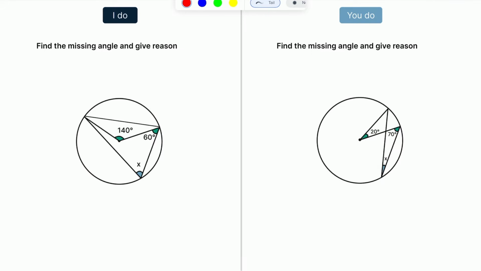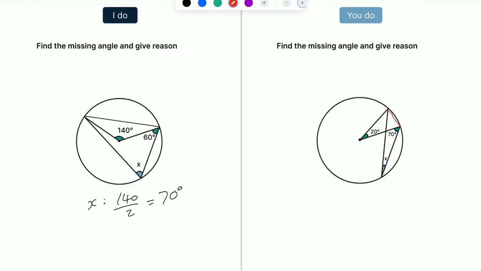So x is going to be half of that, because the angle at the circumference is half the angle at the center, given they are subtended by the same chord. So looking at the next one, again, do you have an angle at the center? Yes, I do. If I've got an angle at the center, have I got an angle at the circumference subtended by the same chord? Where is my chord? Let's draw the line for the chord.